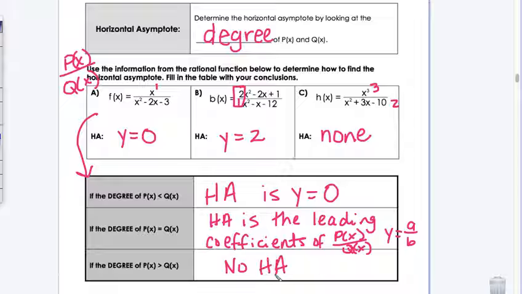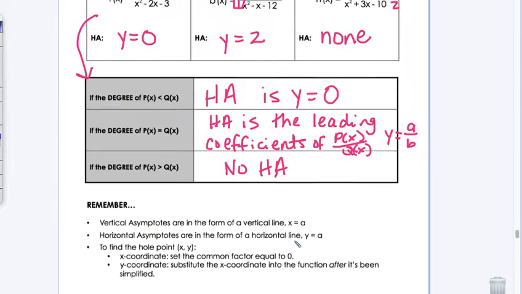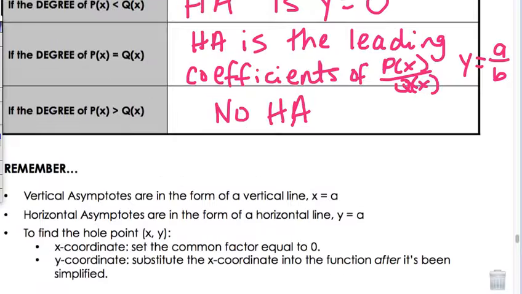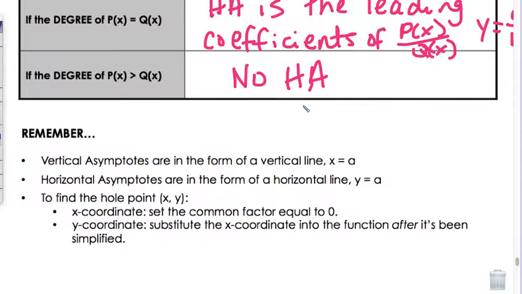All right, so these are kind of the rule of thumb for finding horizontal asymptotes based on the graph. You just have to look at the degree of each. Remember, if the degree up here is less than the degree down here, you have a y equals 0 horizontal asymptote. If they're equal, it's going to be the leading coefficients. And if the numerator is greater than the denominator for the degree, then there isn't one. And you can look down here where we can see that it's just some things to remember: how to find the vertical asymptote, horizontal asymptote, and finding the hole.